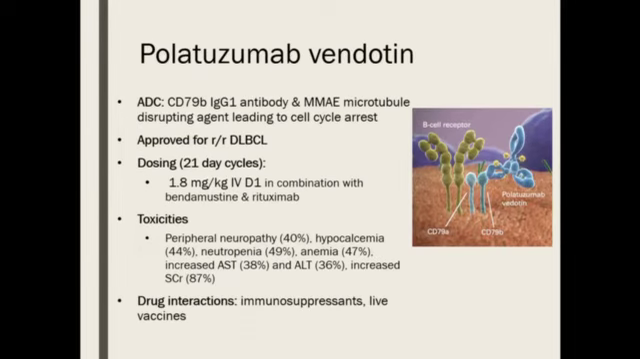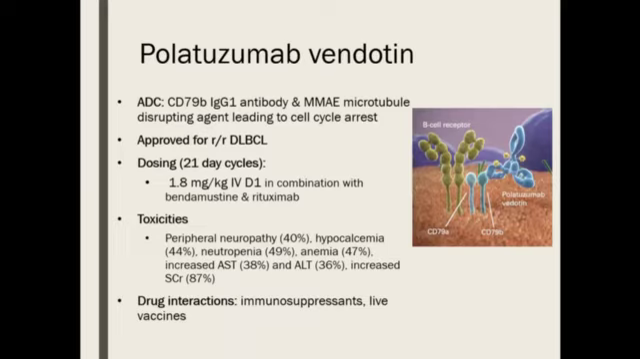Moving on, going back to DLBCL, we have polatuzumab vedotin. This again is an antibody drug conjugate. This has CD79B as its antibody target and an MMAE microtubule disrupting agent as its payload attached via a crosslinker. This has a dosing here on the slide.